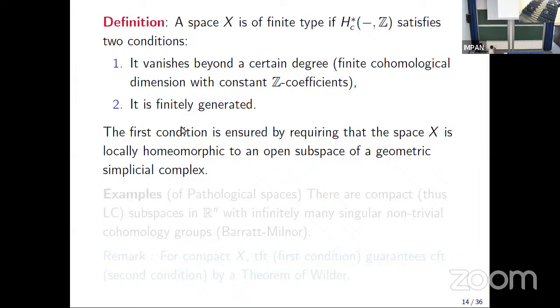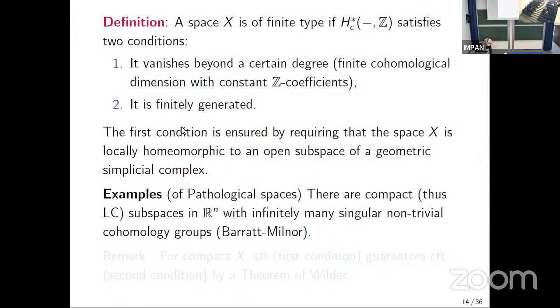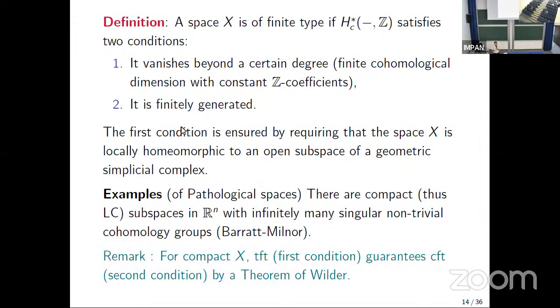A finite type space is a space whose cohomology with compact support vanishes beyond a certain degree and is finite. There's a lot of beautiful work done in the 60s and 70s. We had to find out about when this is happening. So I'll skip that. I'll just show you that you discover some interesting things.